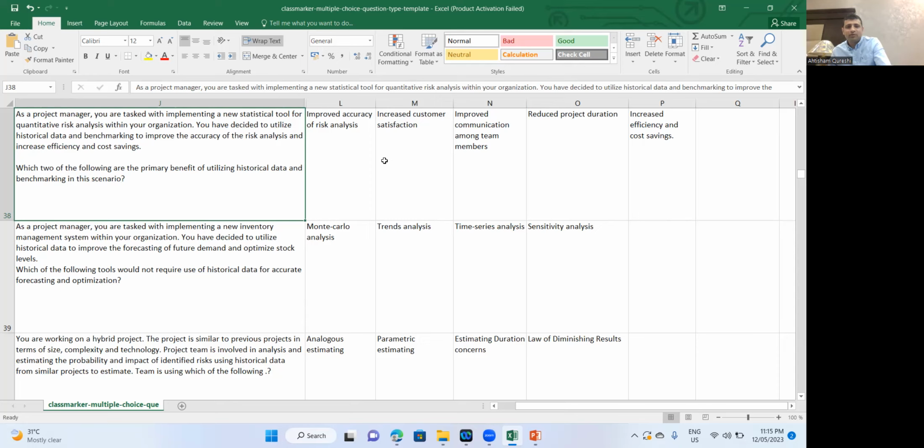Two options can be selected. You can see this type of question in the exam. Five options are given and you need to select two. We have decided to utilize historical data and benchmarking to improve accuracy of the risk analysis. Which two of the following are the primary benefits of utilizing historical data and benchmarking in this scenario?